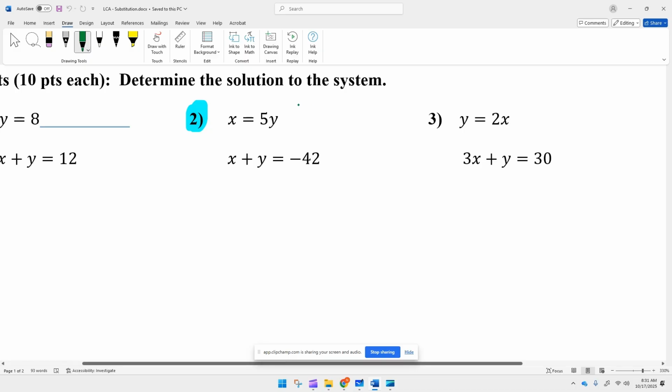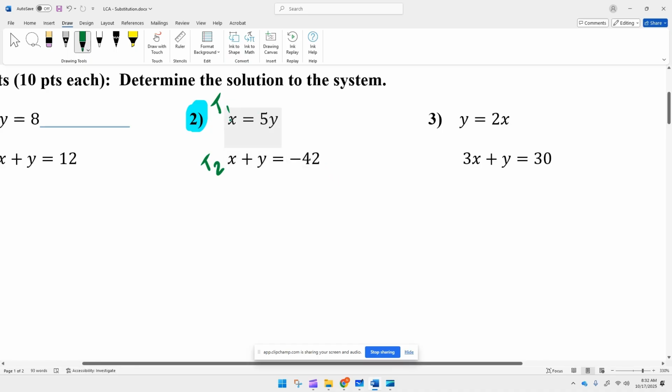We have team 1, and this is team 2. Okay? In team 1, we have solved for x. So we know x is equal to 5y. That means 5 times whatever the value of y is. In team 2, we don't have it solved for anything. It's just set up in standard form.